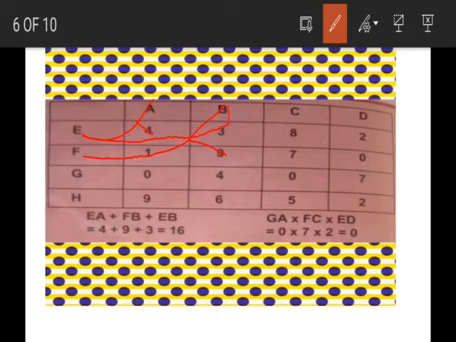Let's consider the other part. GA. GA stands for what? 0. FC stands for what? F, trace it to the side. FC stands for 7. And ED stands for 2. Multiply these numbers, we have 0. This is so simple. I know you've gotten it. Alright, so that is for that.